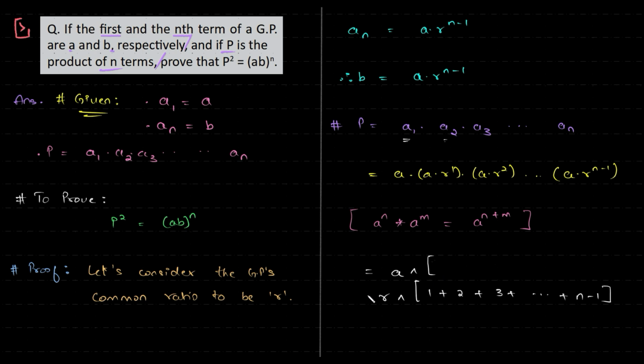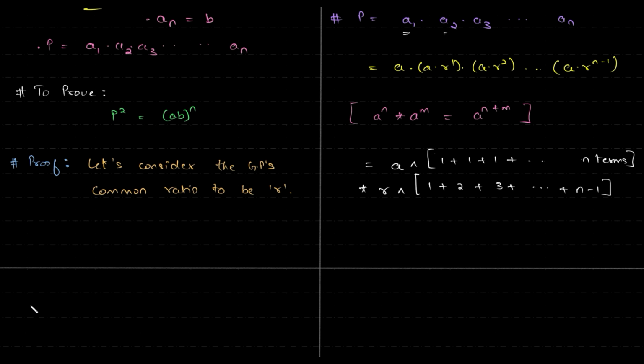So let me change the representation. This is 1 plus 1 plus 1 for n terms. What will be the answer? This will be n clearly. So the first part will be n, but the second part, let us solve it actually.